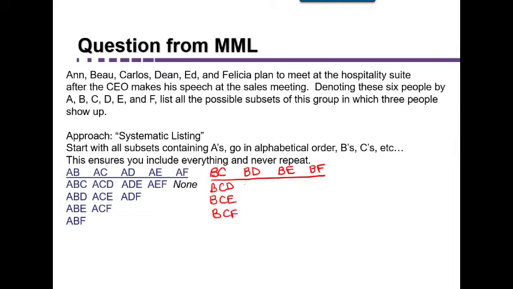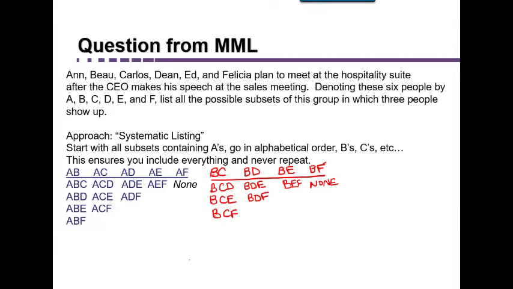But I just want to emphasize that we're just systematically listing out the possibilities and ensuring we don't repeat anything by always going forward in the alphabet. I'm going to erase this and put the typed version up there. Okay, we're going to do the same thing with the B's and the C's.